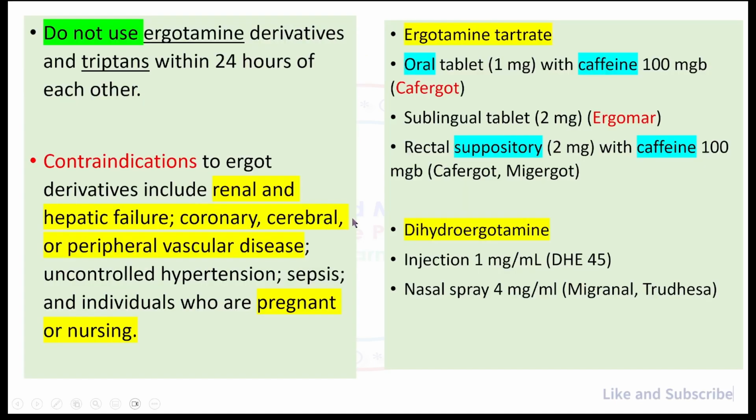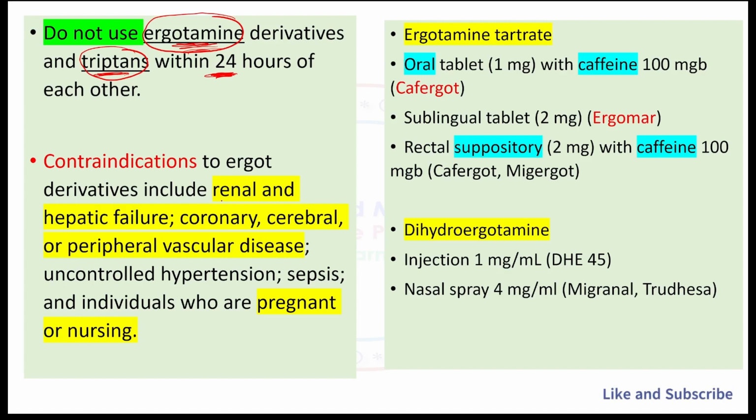Okay, so now what is the policy? How can we use this medication? If you use ergotamine, we don't recommend using it with the triptan. So if you decide to add a triptan, we need to stop the ergotamine 24 hours, then start with the triptan. So don't use ergotamine derivative and triptan within 24 hours of each other. If you decide to switch the patient to the triptan, you need to stop the ergotamine at least for 24 hours, then you start with the triptans.